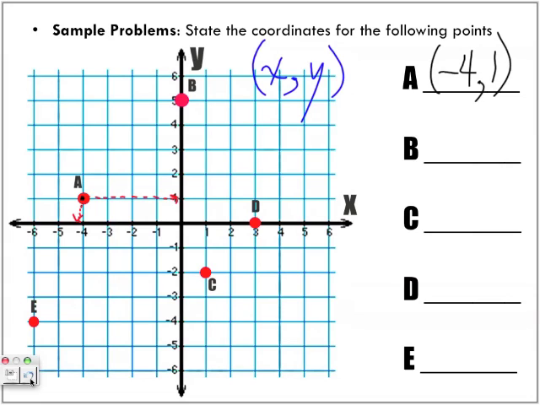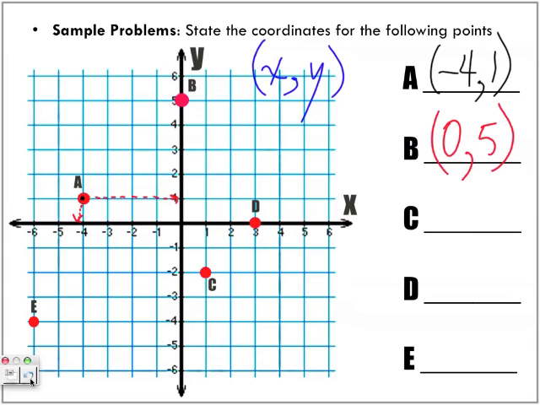So let's look at B. What is our x value of B? 0. Comma. Don't forget the brackets. So 0, comma. Where is our y? Where is our y point? 5.